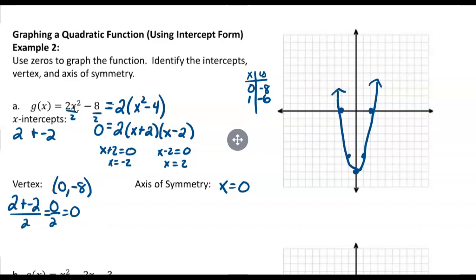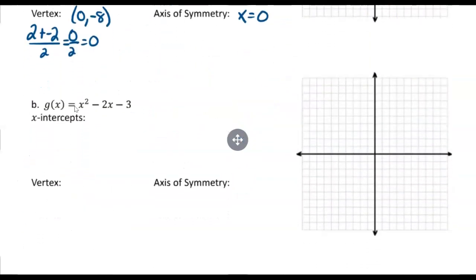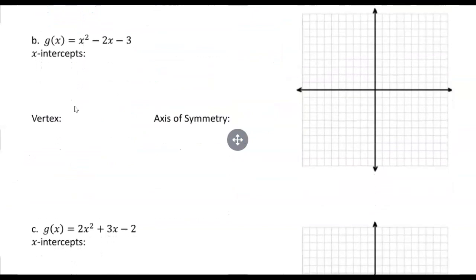When it says to go ahead and use zeros, that's how we know we're going to factor, set them equal to 0, and find the x-intercepts. That's what the instructions said that made me know to do this instead of doing negative b over 2a. Negative b over 2a totally would work on these, but we're trying to follow the instructions and use zeros.